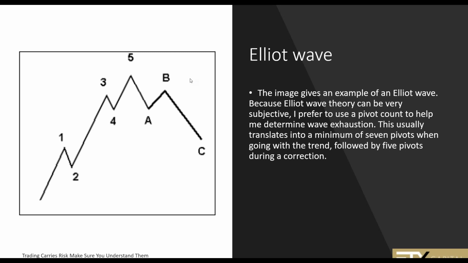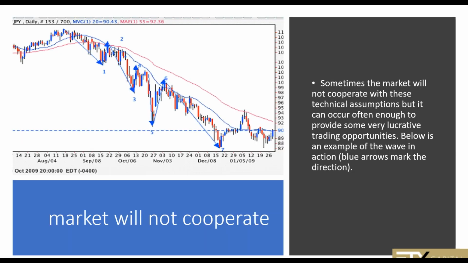Because Elliott wave theory can be very subjective, I prefer to use pivot counts to help me determine the wave exhaustion. This usually translates into a minimum of 7 pivots when going with the trend, followed by 5 pivots during the correction. Sometimes the market will not cooperate with technical assumptions, but it can occur often enough to provide some lucrative trading opportunities. So here you can actually see the push, the ease, the push, the ease, the push, the ease, the push, and the ease to give us the 7 pivots.